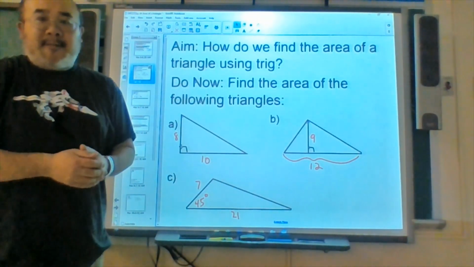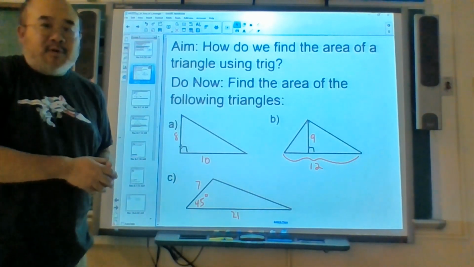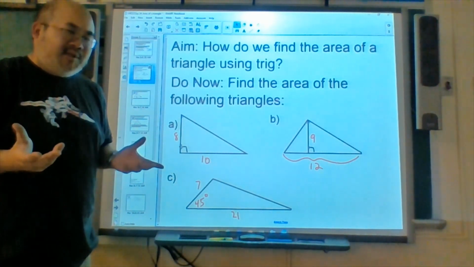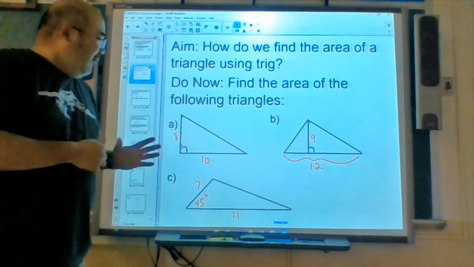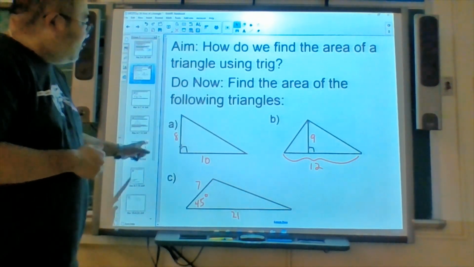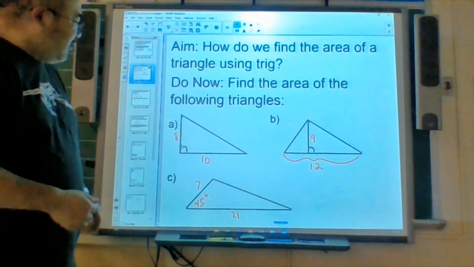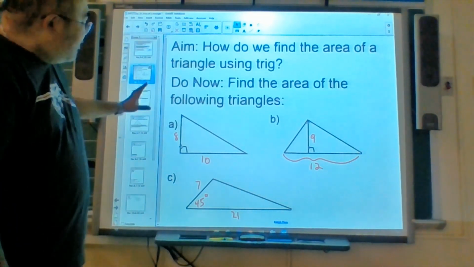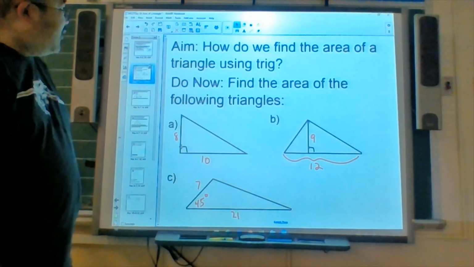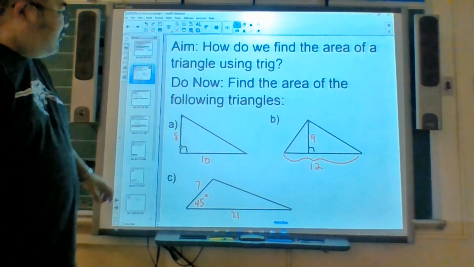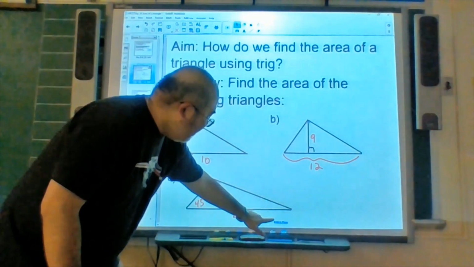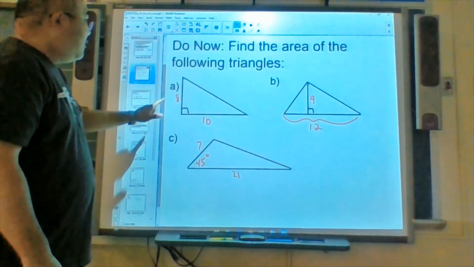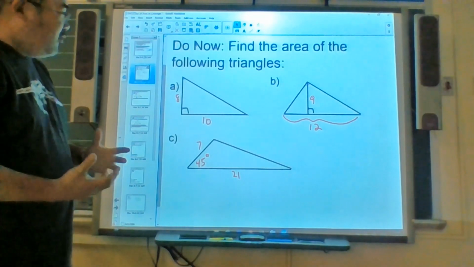Hello, everybody. Today we're going to be talking about how to find the area of a triangle, but we're using trig. We have three different triangles here, and the aim is to find the area of the following triangles. I'll move this up a little bit so you can see. The instructions are to find the areas.